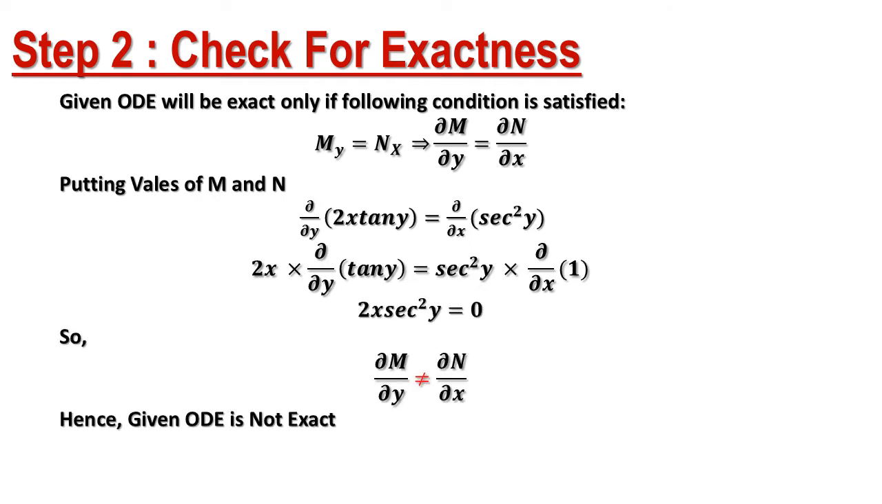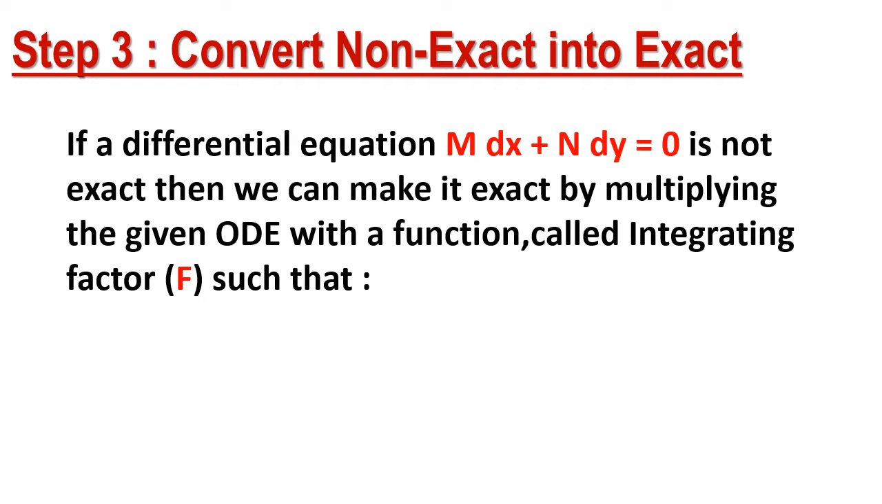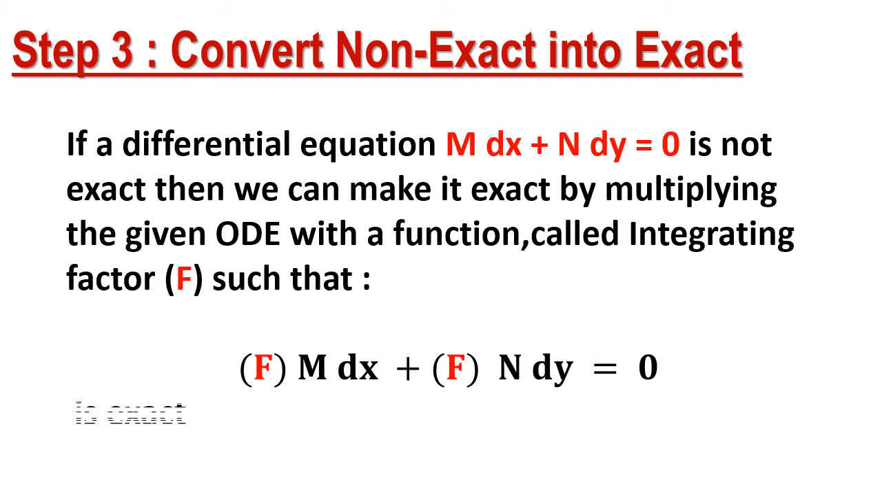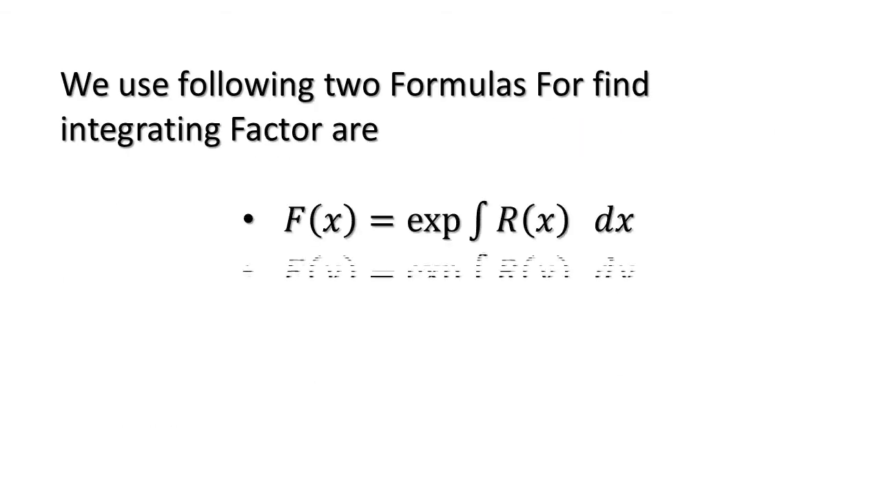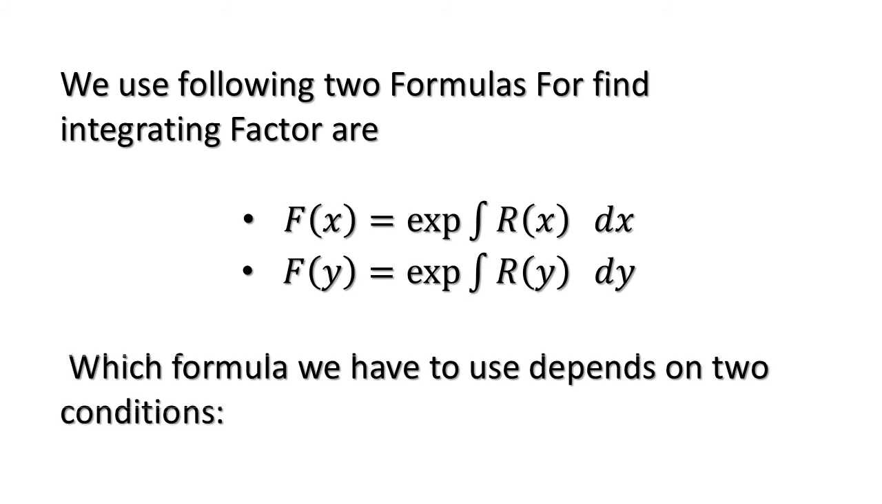After putting the values of M and N and doing the necessary calculation, we get that our given ODE is not exact. So to approach the solution, we first have to make the given ODE exact. If a differential equation M dx + N dy = 0 is not exact, then we can make it exact by multiplying the given ODE with a function called integrating factor R, such that we use the following 2 formulas for finding the integrating factor R.